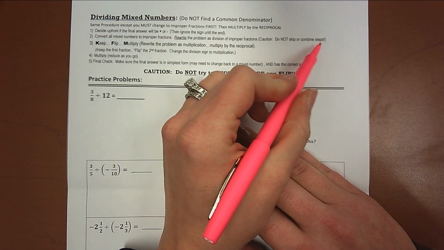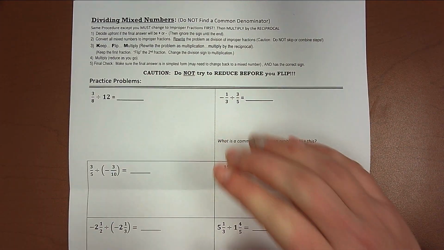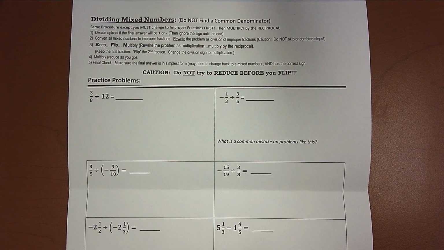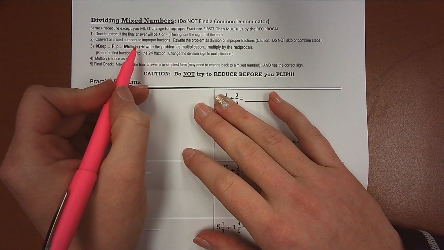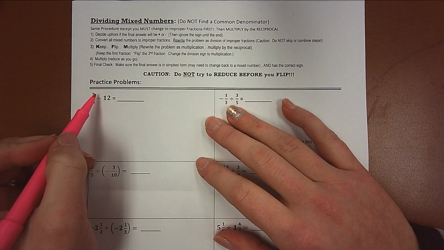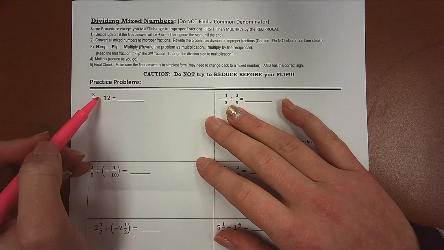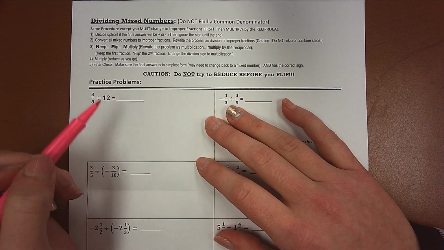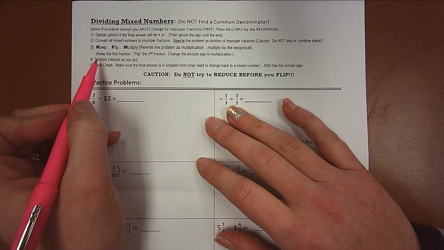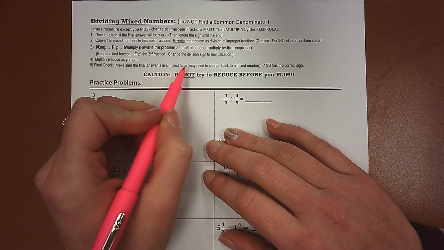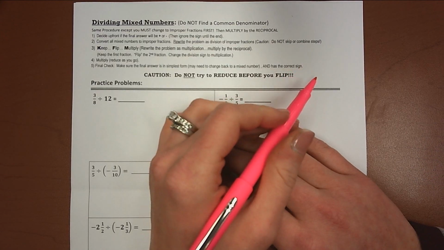Caution, do not skip or combine steps. It's really easy to try and skip things, but instead we really should rewrite things as fractions and then rewrite them using keep, flip, multiply. So we're going to keep the first fraction, change the dividing to multiplying, and then multiply by the reciprocal of the second one. And so we'll multiply and reduce as we go, and then check to see that our answer is in simplest form and has the correct sign.